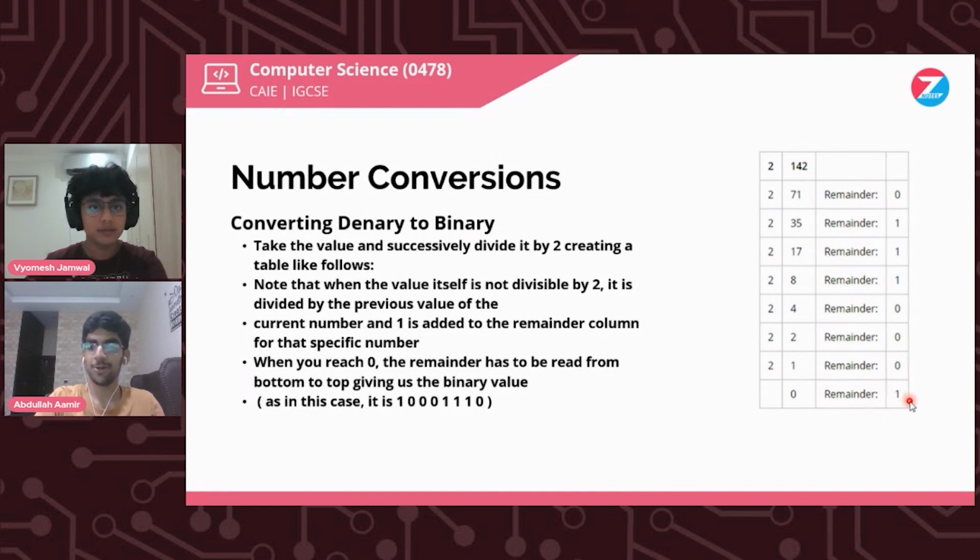Thank you very much. So when we're done with this, you'll see we have a whole table of remainders there. The quotients would not matter to us a lot. But if we go to the right column of remainders, we go from the bottom and go up: 1 0 0 0 1 1 1 0. This is your binary value. This is now converted. 142 in binary is this.